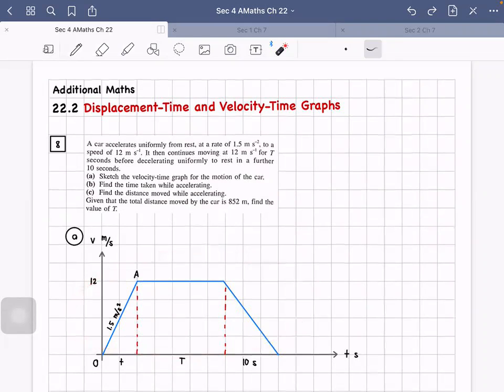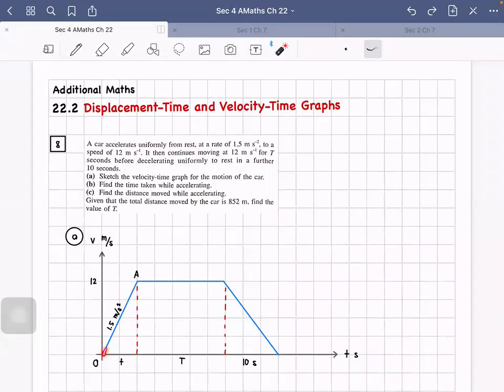Okay, so number 8: a car accelerates uniformly from rest. That means it starts from here. So note time is 0, velocity is 0. Take note, this is a velocity-time graph again. At a rate of 1.5 meters per second squared, so this is the rate of the car.